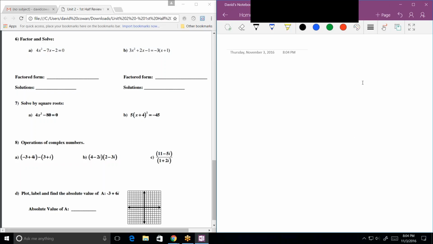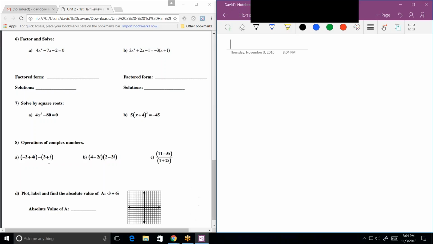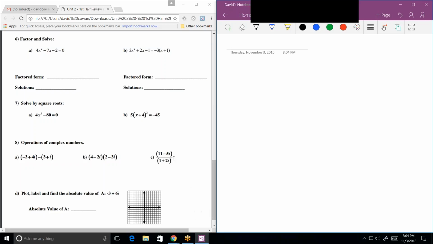Did we do C? Did we just do 8A last time? We did 8A and 8C. Okay. So we've been through how to do C. That's not a division problem. It's a multiplication problem. In other words, we're going to multiply the bottom by the conjugate, and we're going to multiply the top by that same conjugate of the bottom. Right.